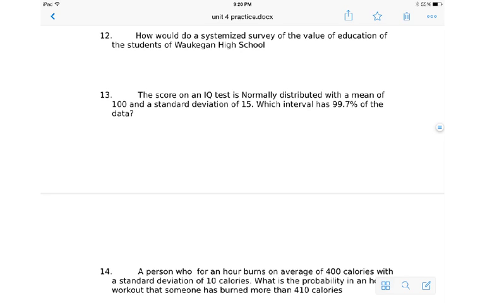The last 2 problems I'm going to talk about in part 1 are 12 and 13. Number 14 I know is at the bottom of this particular screen. We're going to cover that in part 2 of the review. In number 12 it says, how would you do a systemized survey of the value of education of the students of Waukegan High School? Notice the key word here is systemized. So you need some way of how would you survey them in a nice systemized way. So there's really no one right answer. So here's the answer I'm going to give.